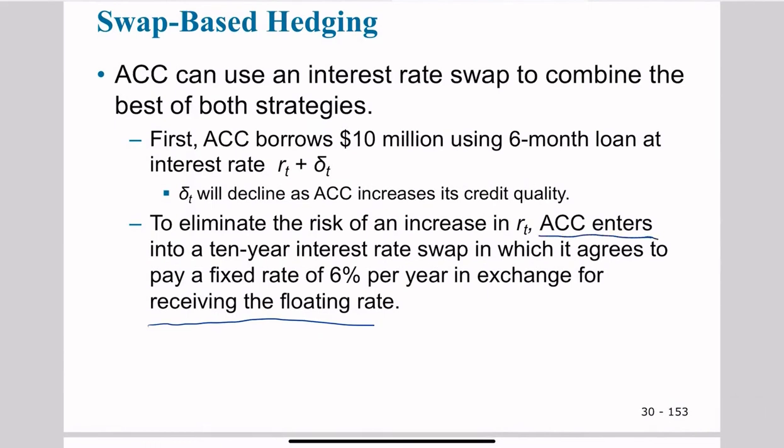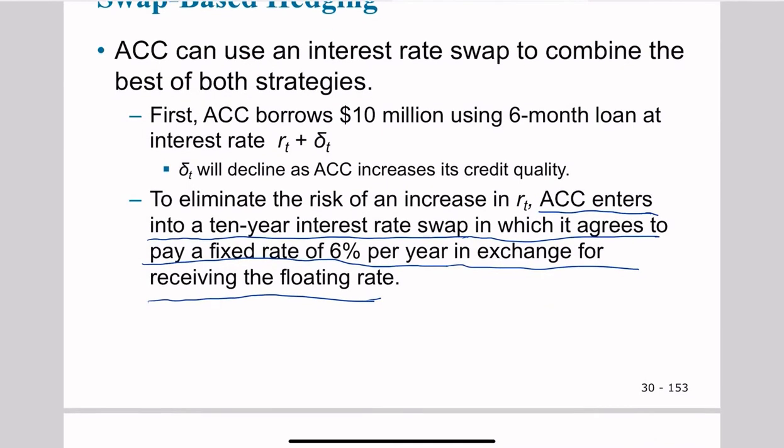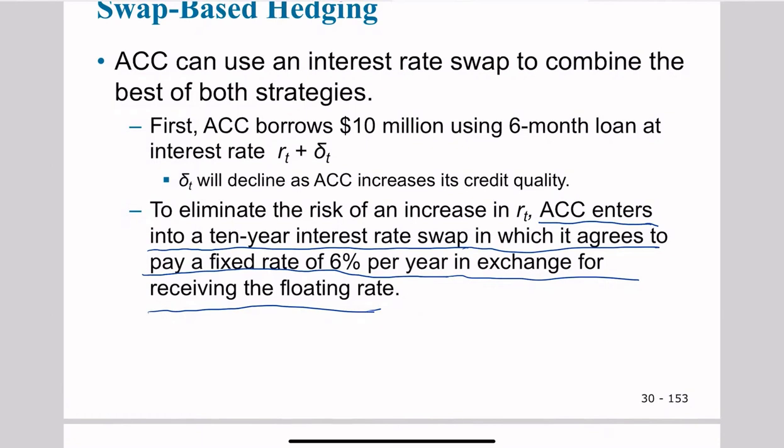Now, so ACC enters into a 10-year interest rate swap in which it agrees to pay a fixed rate of 6% per year in exchange for receiving this floating interest rate. Right? So it's a fixed to floating interest rate swap. So let's see whether the firm can actually achieve this using this interest rate swap.